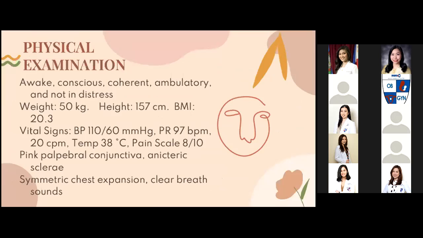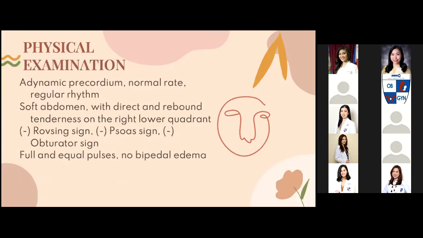She was seen awake, conscious, coherent, ambulatory, not in distress, with a BMI of 20.3. She was febrile at 38. Other vital signs were stable. She was not pale. Her abdomen was soft, with direct and rebound tenderness on the right lower quadrant. No Rovsing sign, no psoas sign, no obturator sign.